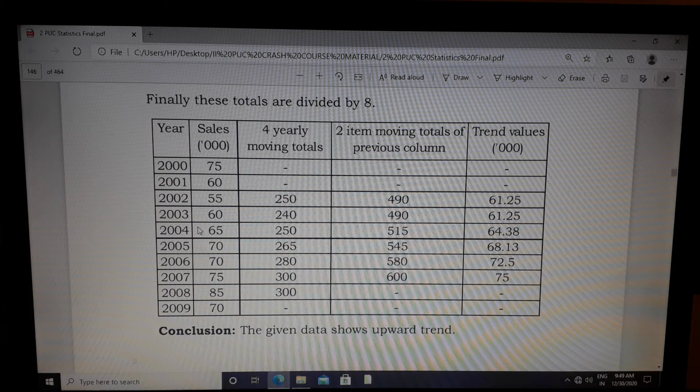So 4 yearly means 2 steps. First 4 yearly totaling, again 2 item moving totals should be calculated. That is nothing but centered totals. Again the 4 yearly, first year and second year, 250 and 240 should be added and written in between. Again that writing in between definitely falls in a particular year. For that reason we are doing 2 moving totals, but here it is not given clearly.